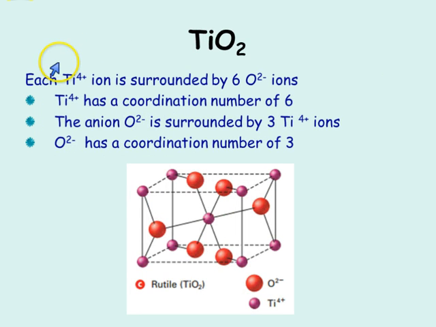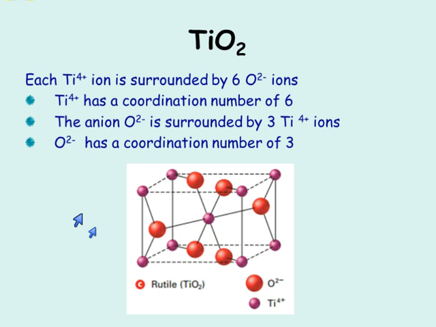Titanium dioxide is surrounded, each titanium is surrounded by 6 oxygen. So titanium with the +4 charge has a coordination number of 6. The anion, the oxygen, is surrounded by 3 titanium, so the oxygen has a coordination number of 3. And here you can see an example. Titanium is surrounded by 6 oxygens. 1, 2, 3, 4, 5, 6.